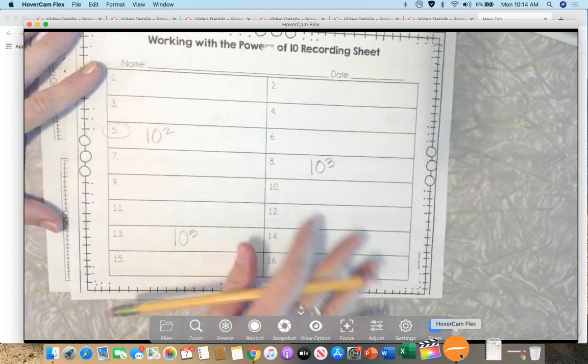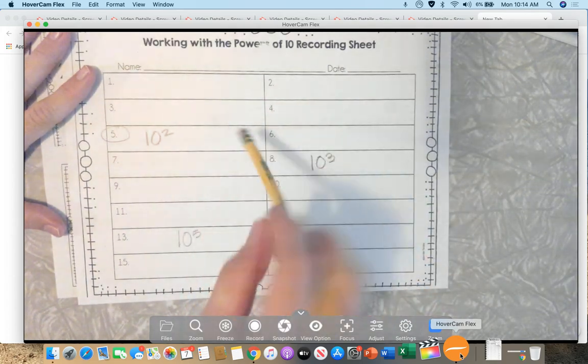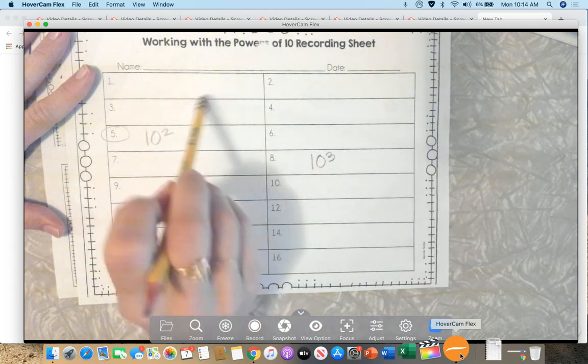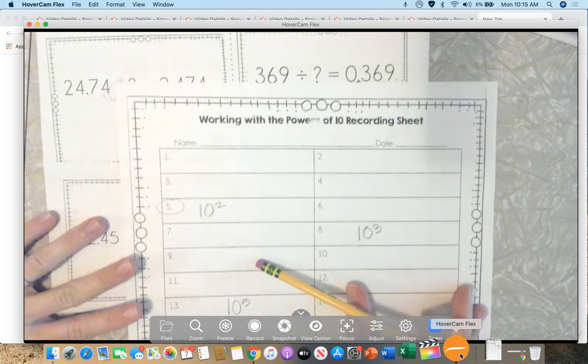Okay, you guys, so I want you to do all the rest of your task cards. Make sure you write the right one on here. I only printed some of the task cards, so if some of these are blank, that's okay. Just make sure you do the ones that you got in your packet that was sent home.